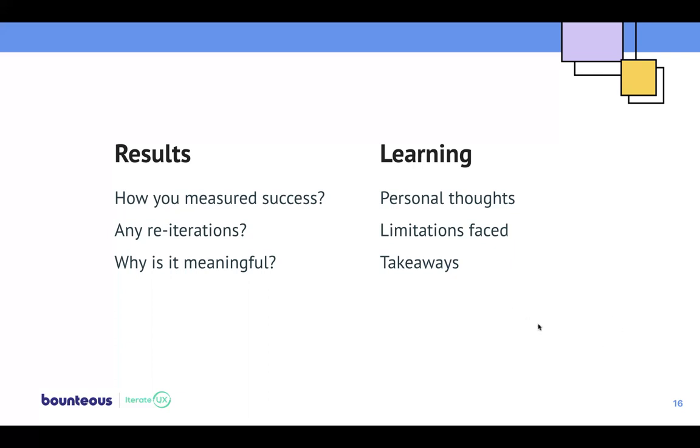And how well you've collaborated. Are you looking forward to working with these people again? Have you learned any new research methods while working with these other team members? All that you can include here.